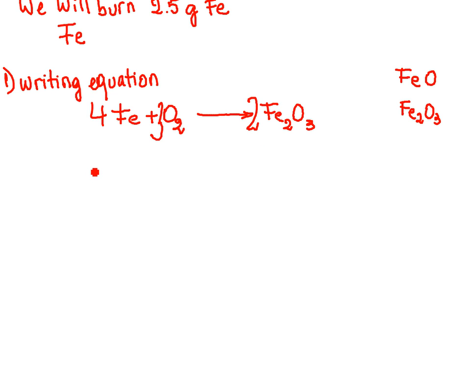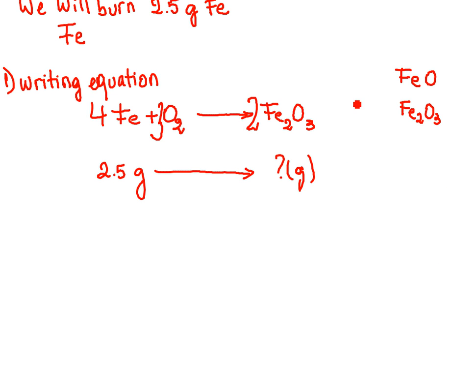Now, we will burn 2.5 grams of iron. So 2.5 grams of iron will be burned. How much iron oxide are we going to obtain in grams? What is the calculation that we need to do? We need first to calculate the masses of these, the masses of these, and the masses of these.